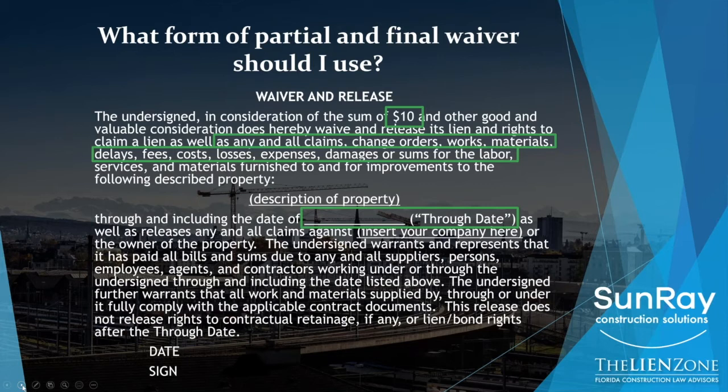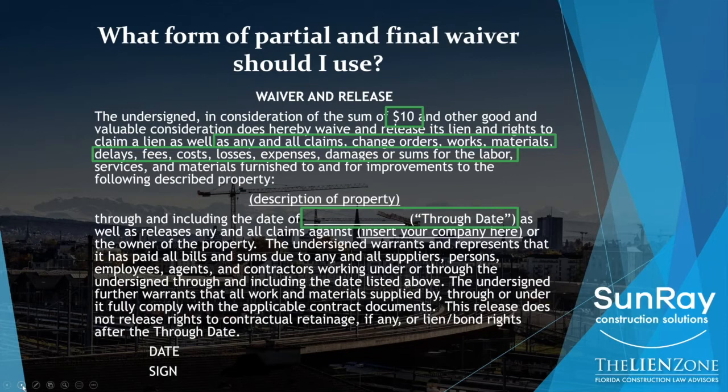Let's go back to that $10 for a minute. That $10 is pretty common. It's typically used for two reasons. One reason is that if you send a notice to owner before you do any work, you're going to be asked to give a lien release every month because you gave a notice to owner. As a result, because you haven't done any work and you're not getting paid, what do you put in that space? So people typically put $10. So that's one instance when it's pretty common.